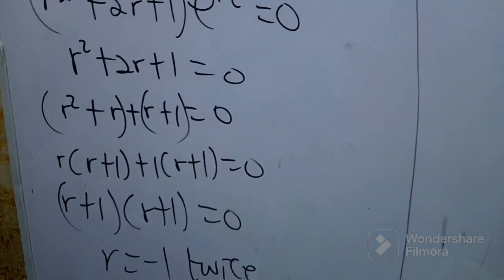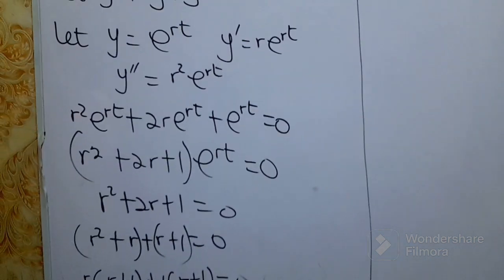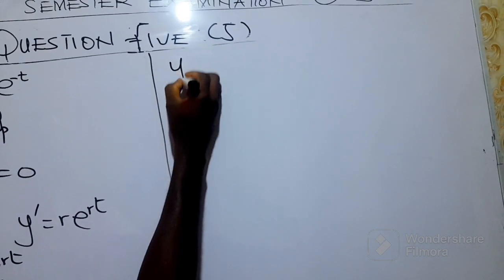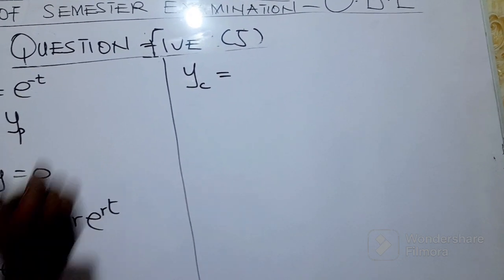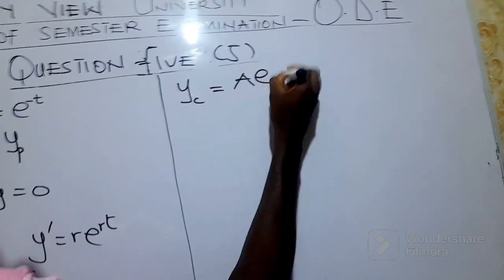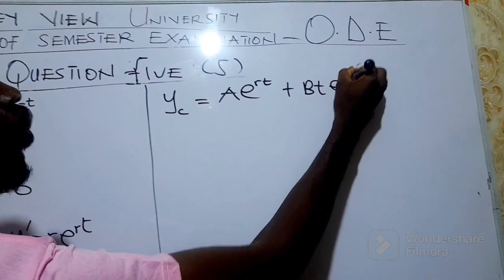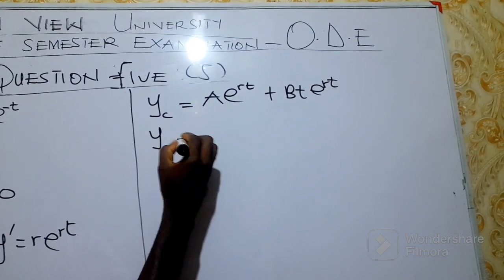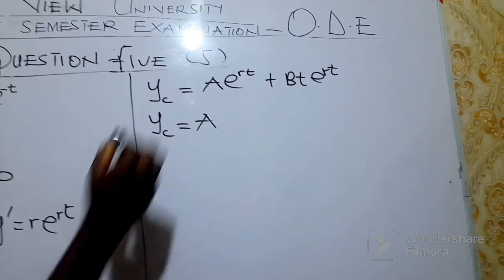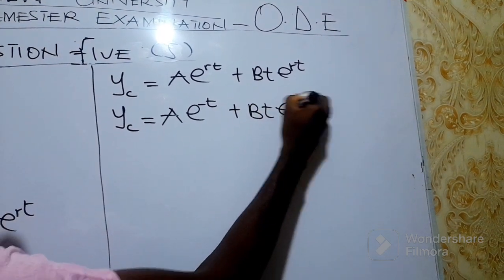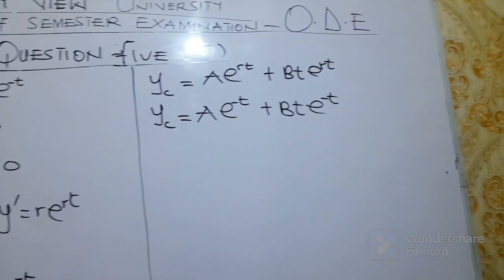Then what happened? We have a repeated root. When there is a repeated root, please check out my videos on non-homogeneous ordinary differential equations on YouTube. So when you solve the quadratic, you have a repeated root. Then our general solution, that's a complementary solution to the homogeneous part, will be equal to a e^(rt) plus bt e^(rt). So our y_c then becomes, remember r is negative 1, a e^(-t) plus bt e^(-t). Then this becomes a solution to the homogeneous side.